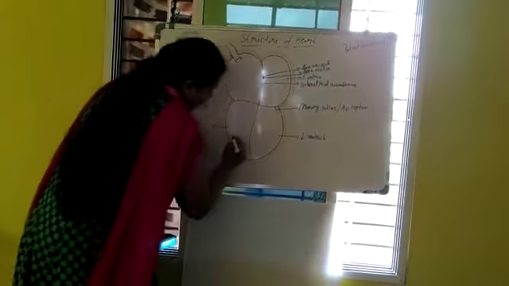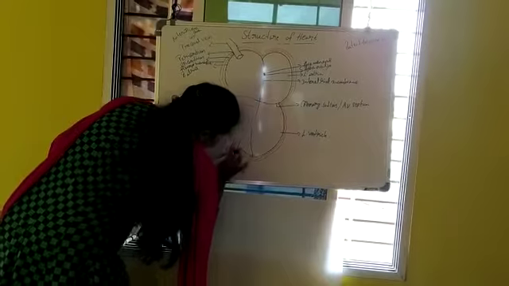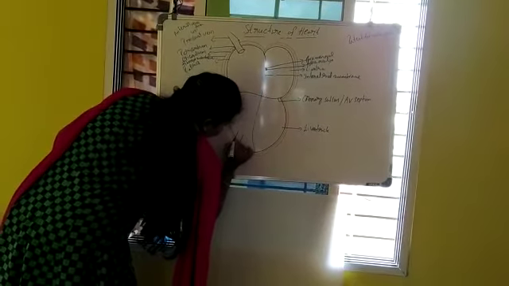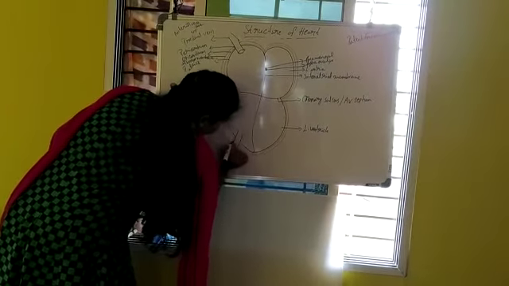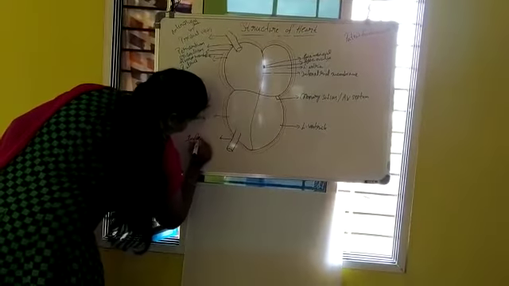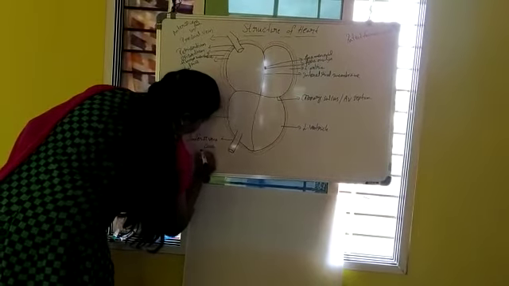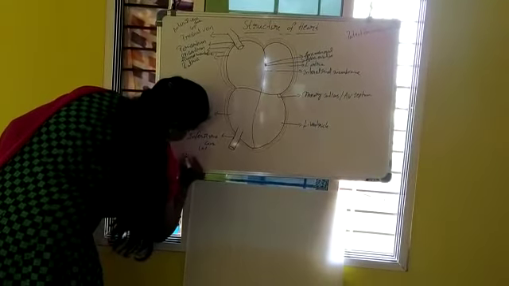Next, coming to the right ventricle. In this right ventricle, this pipe we can call the inferior vena cava, or post-caval vein.